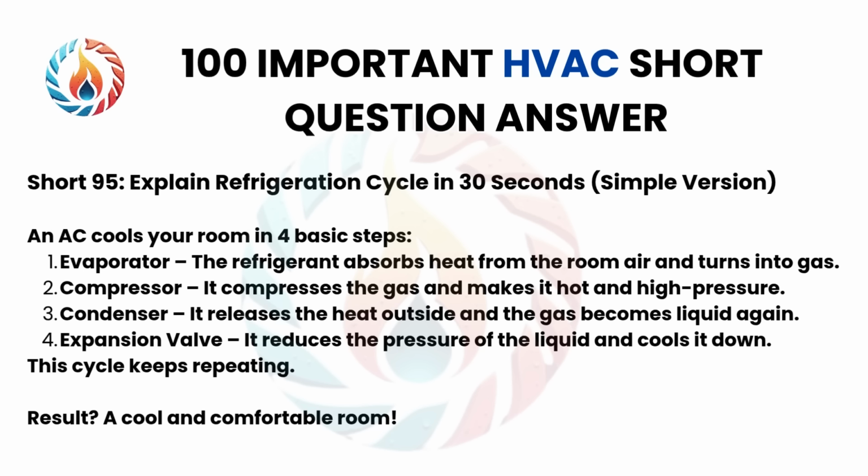Short 95. Explain refrigeration cycle in 30 seconds. Simple version. An AC cools your room in 4 basic steps. Evaporator. The refrigerant absorbs heat from the room air and turns into gas. Compressor. It compresses the gas and makes it hot and high pressure. Condenser. It releases the heat outside and the gas becomes liquid again. Expansion valve. It reduces the pressure of the liquid and cools it down. This cycle keeps repeating. Result? A cool and comfortable room.